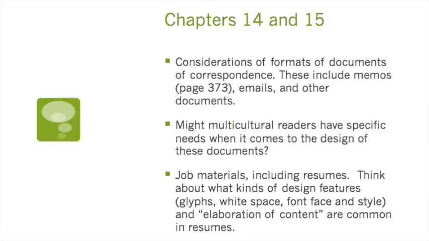Chapter 14 concerned formats of documents of correspondence, and that included memoranda and emails, and the chapter also addressed the needs of multicultural readers. Now, what they mean by multicultural in this context is readers from different cultures. So if you create one document, is it necessarily going to serve readers who are not in the home culture out of which the document is created?